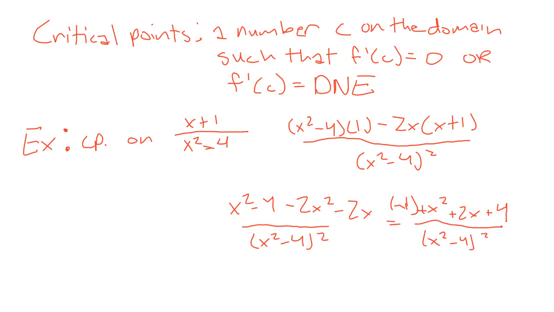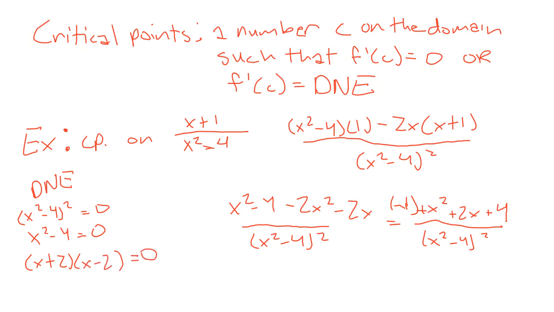So since we have a fraction, we need to figure out where this equals 0 or does not exist. This derivative would not exist if our denominator equals 0. So for DNE, the denominator equals 0, so we get x squared minus 4 squared equals 0, which gives us x squared minus 4 equals 0. We can factor this to x plus 2, x minus 2 equals 0, and then this will give us critical points at plus and minus 2.